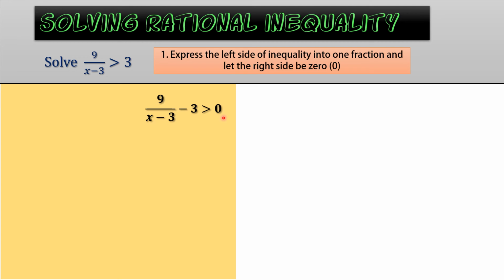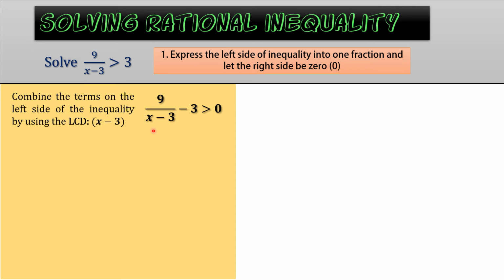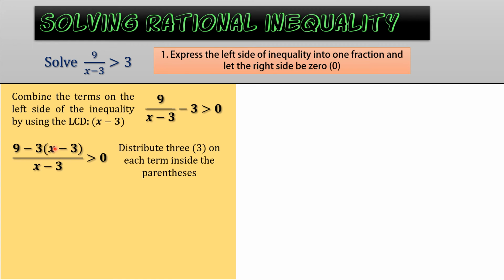Then after that, we have to combine the terms on the left side using the LCD, which is x minus 3. After doing this, the result is 9 minus 3, quantity x minus 3, all over x minus 3, is greater than 0. This time we must distribute 3 on each term inside the parenthesis. That will give us 9 minus 3x, because negative 3 times x is negative 3x, and negative 3 times negative 3 gives us positive 9, all over x minus 3 is greater than 0.